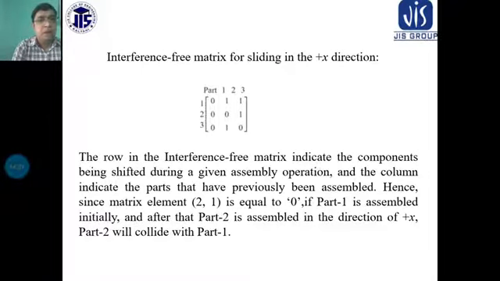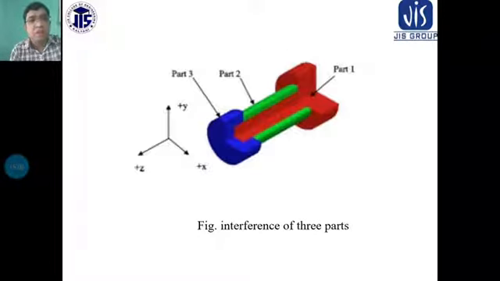You can see the matrix element 2 1 is equal to 0. That is, if part 1 is assembled initially, and after that part 2 is assembled in the positive x direction, part 2 will collide with part 1. That means part 2 collides with part 1. You can see this figure. That means you have to consider parts 1, 2 and 3.